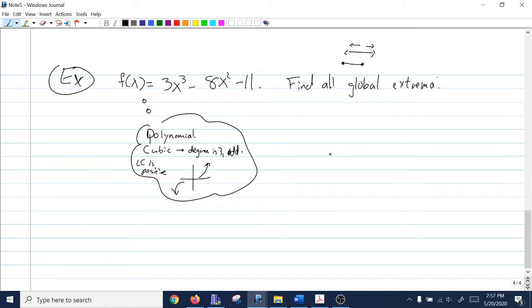Once I know it goes up on the right and down on the left, hey, we're done. You go up on the right, there's no maximum. You go down on the left, there's no minimum. There are no global extrema.